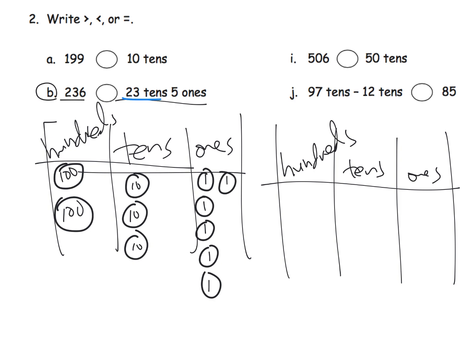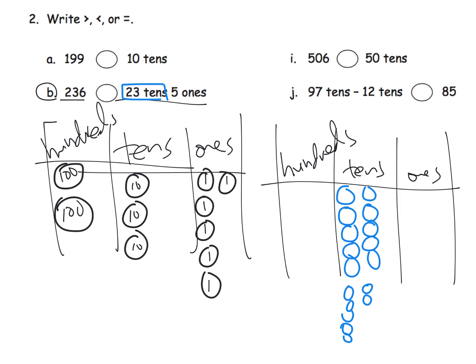Now it says 23 tens. Oh my goodness. So that means we're going to do 23 tens. 1, 2, 3, 4, 5. 1, 2, 3, 4, 5. Oh goodness. 1, 2, 3, 4, 5. 1, 2, 3, 4, 5. And then, oh, I need three more. 1, 2, 3. I'm going to switch to red just to distinguish the ones.